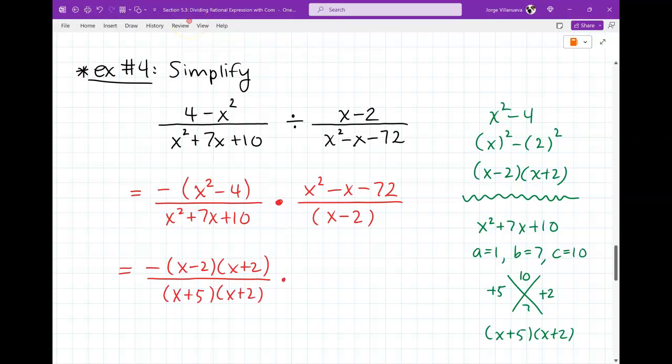Times. Notice the bottom right of the fraction, x minus 2, nothing's going to happen to it. There's no GCF. It's not a difference of 2 squares. So I'm just going to write it here, just so you can see we only have one more that we got to do. The top portion, x squared minus x minus 72.